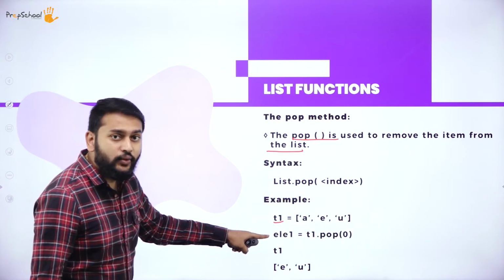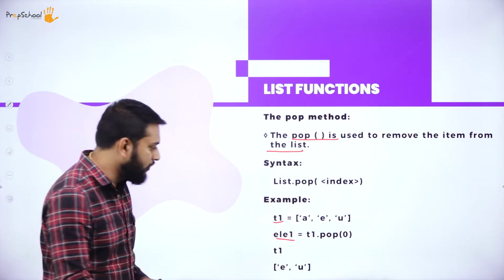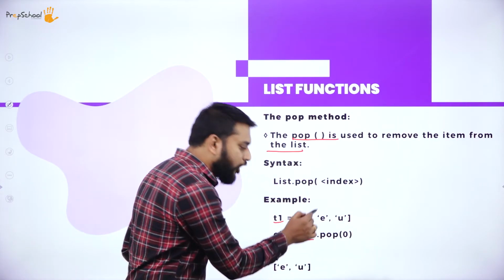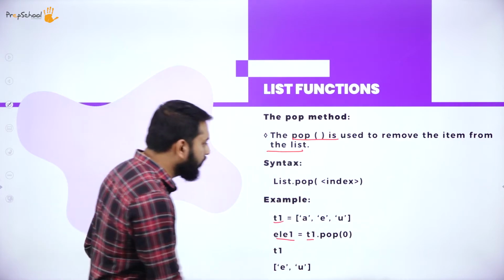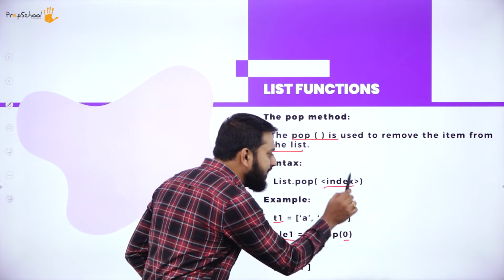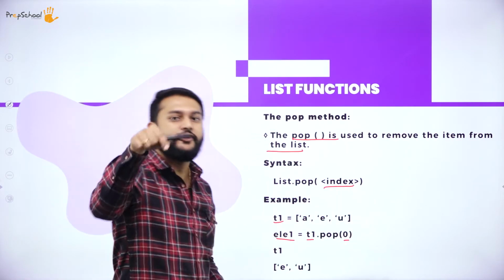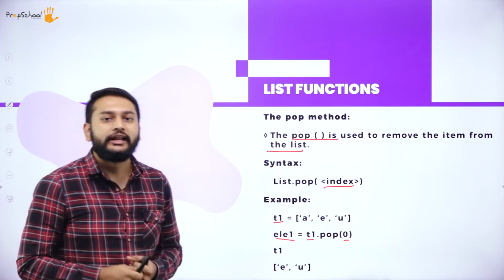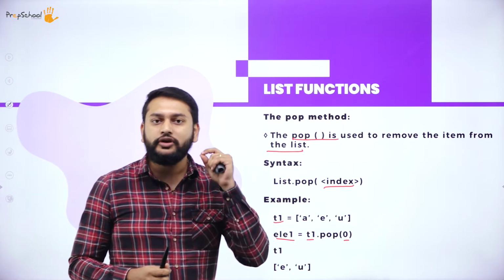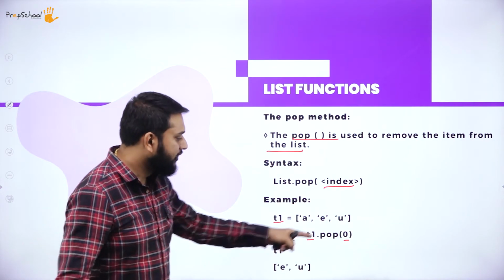Guys, what do I have here? This is a variable that I'm considering. I'm just taking the variable. After that, T1.pop. So what is this 0? 0 is nothing but the index. You can specify what you want to remove. If you want to remove any data item from the list, you can specify that index.